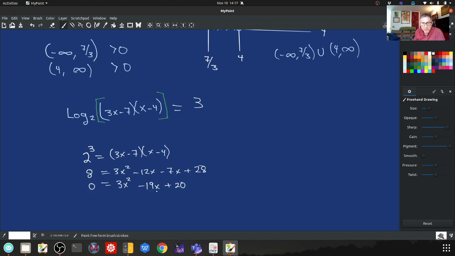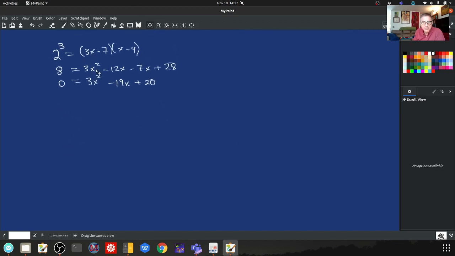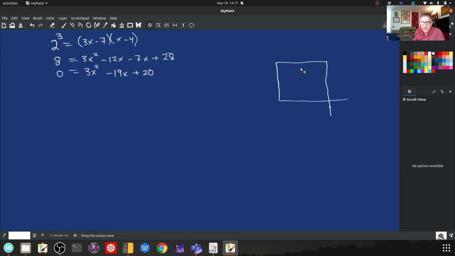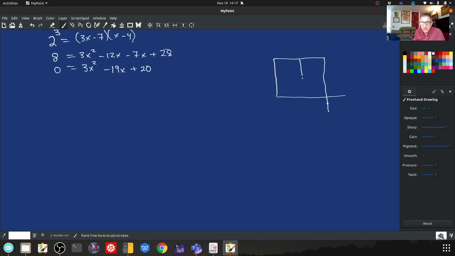So 3x squared minus 19x plus 20 is equal to 0. So let's see if we can factor that. Purposely, a lot of these are normally in real life you would never ever expect to be so lucky as to have a polynomial you can factor.